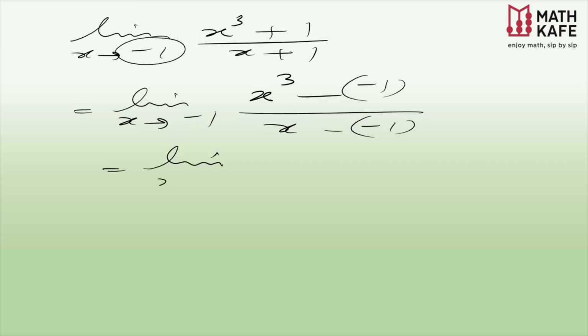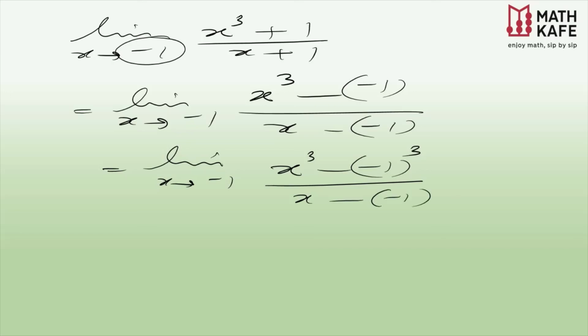One more step I am repeating for you to understand. x cube minus of minus 1 to the power 3, because minus 1 to the power 3 is again minus 1 itself, and this is x minus of minus 1. Now exactly x raised to n minus a raised to n by x minus a. So this is going to be 3 into minus 1 to the power 3 minus 1. That is n a to the power n minus 1, minus 1 squared is 1, so the answer is 3. So that is our answer.